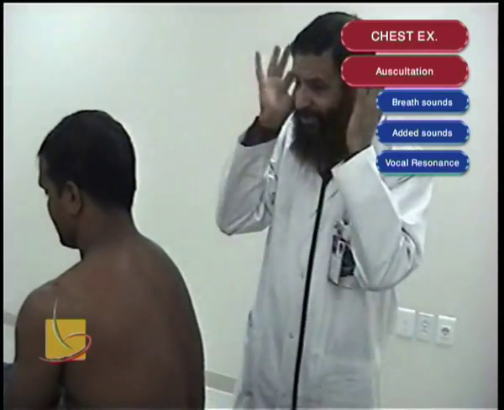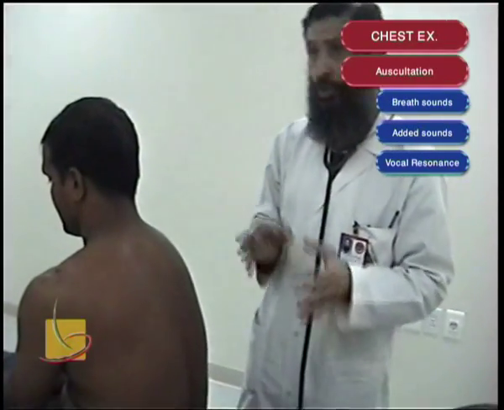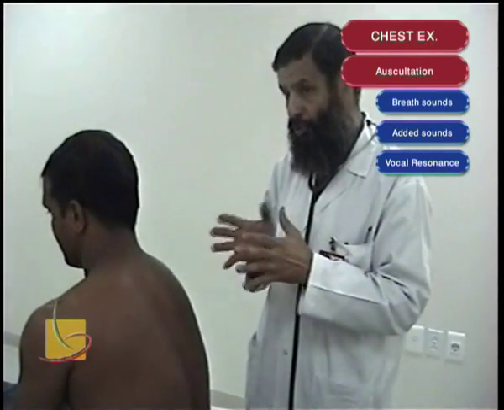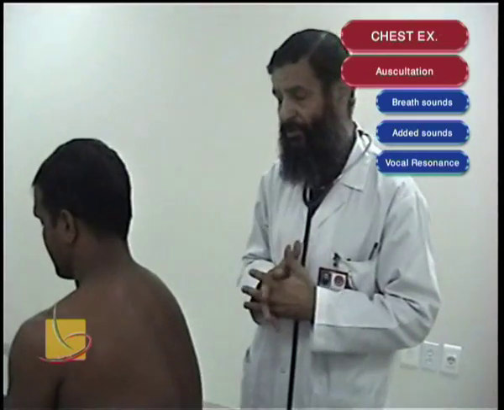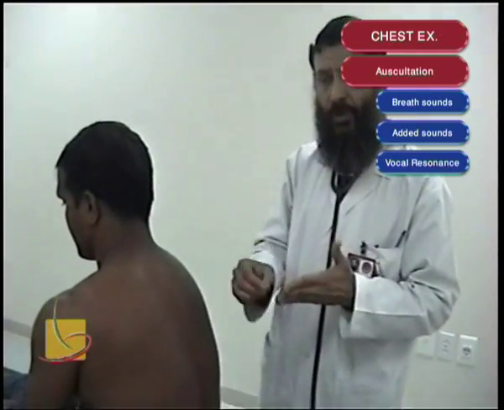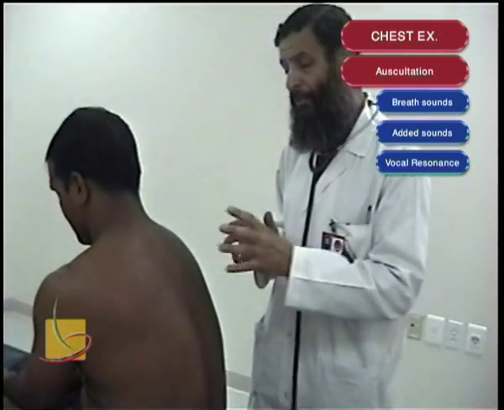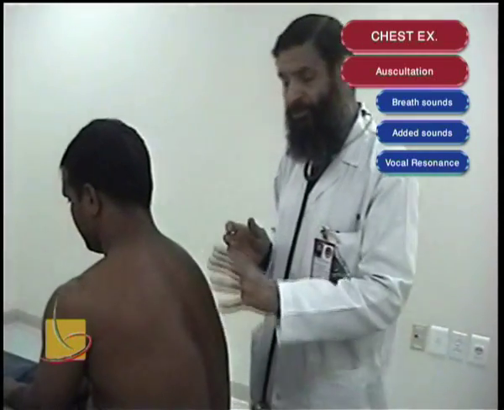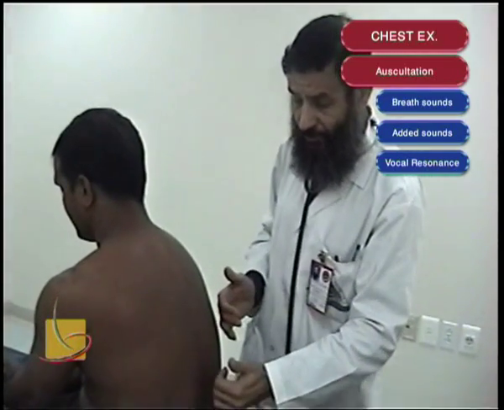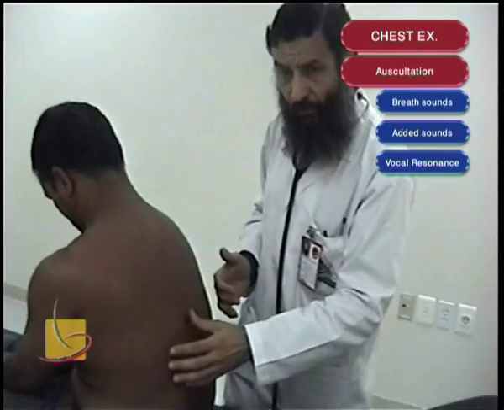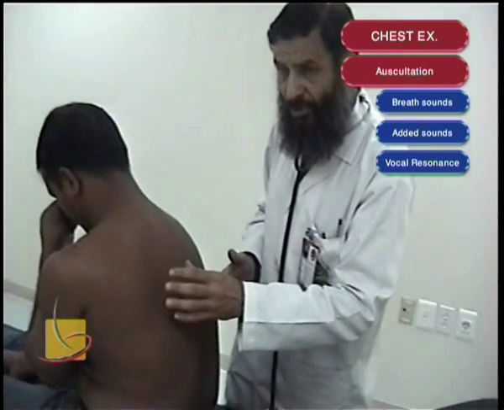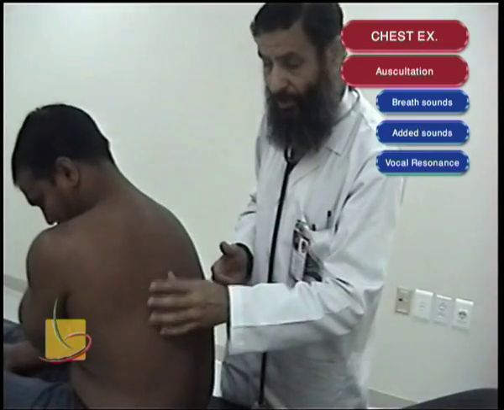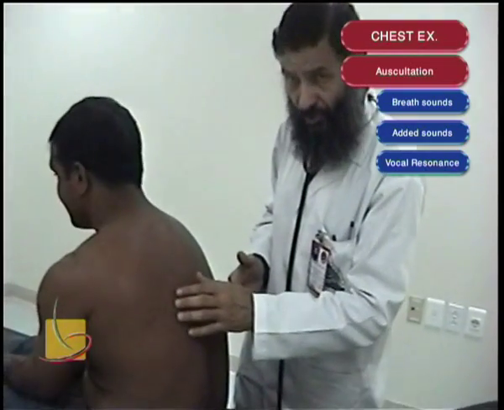Some people say sonorous rhonchi and sibilant rhonchi. Sibilant rhonchi are the fine high pitched. Sonorous rhonchi are the coarse low pitched. They are not very important, but you may find some people very much interested in what type of rhonchi. So bilateral, widespread rhonchi all over the chest with an area of coarse crepitations on the left middle zone. That is the area where there is consolidation.